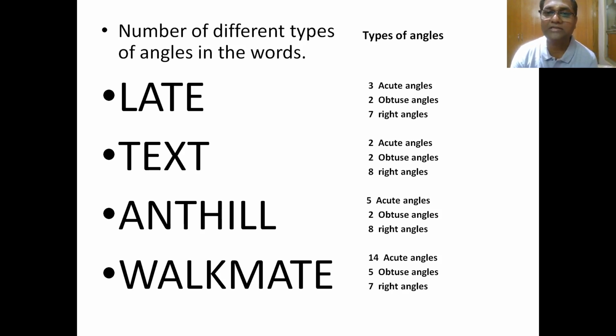Not all alphabets make angles, like the letter O is not making any angle. Similarly, the alphabet S is not making any angle. But many of the alphabets make angles. Now let us look at this word. The first word given here is L-A-T-E, late. Can you count the number of acute angles, which are less than 90?